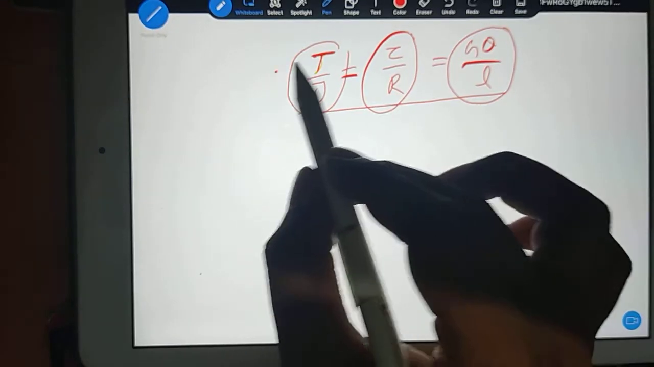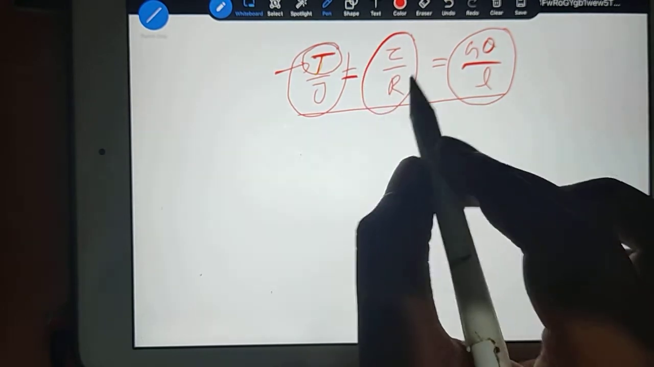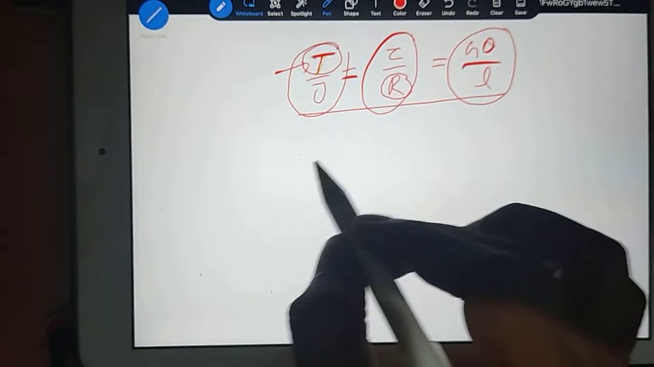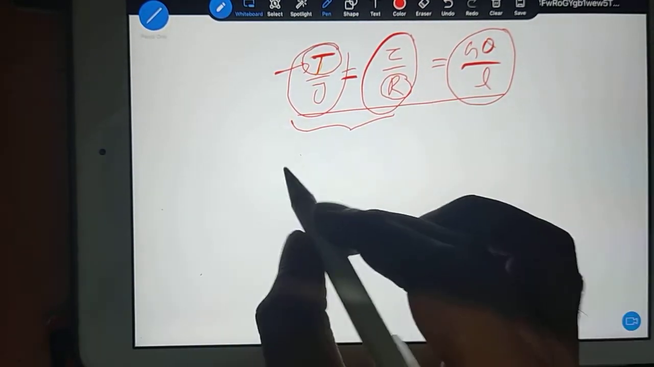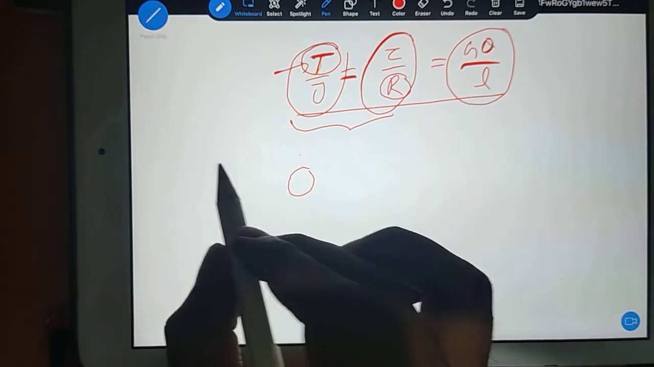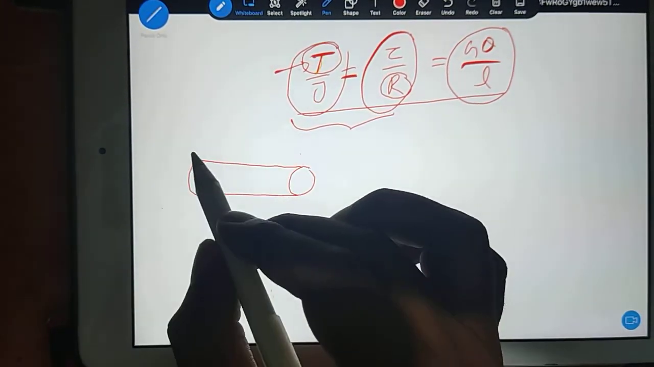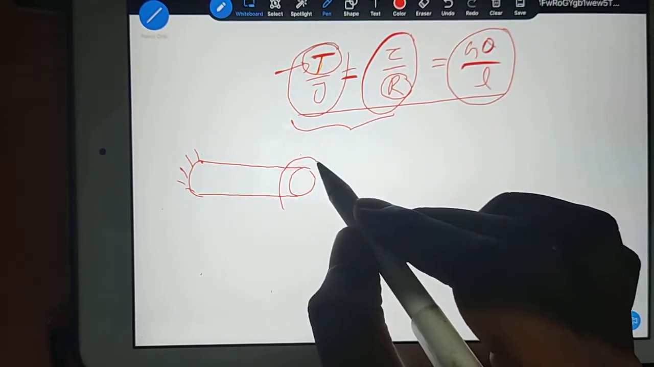Now what is T here? This T is the torque applied on any shaft which has radius R. It means this part is best suited for a circular shaft. If you have a circular shaft like this, and suppose this is the shaft on both sides, and suppose at this point it is hinged and fixed, and you are applying any amount of torque.